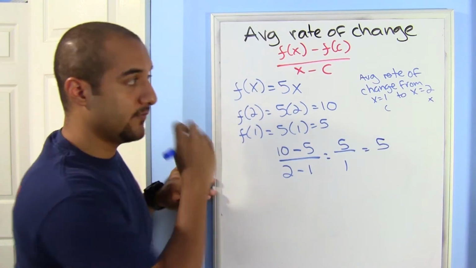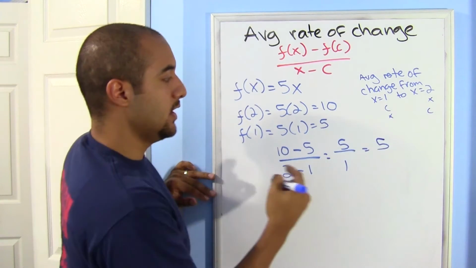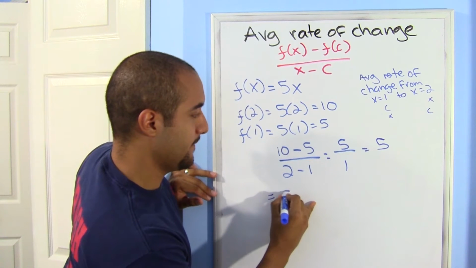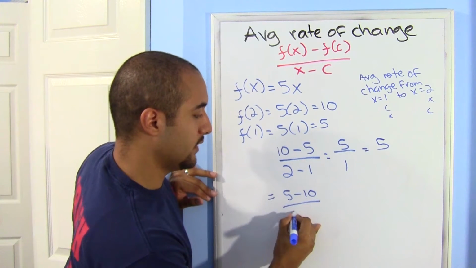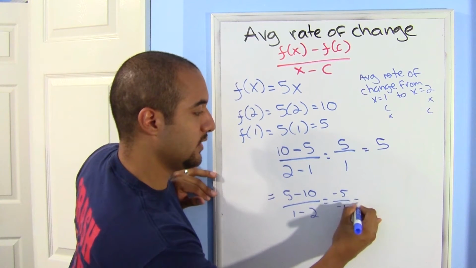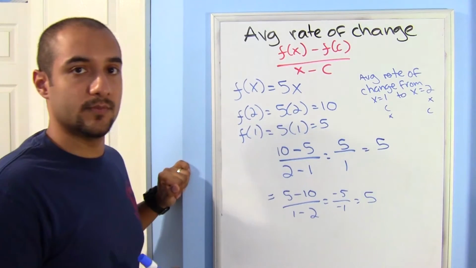Please notice that if you had chosen this as your x and this one as your c, you would still get the same answer. You're going to get 5 minus 10 over 1 minus 2, which is negative 5 over negative 1, so it's still just 5. Let's try some more out.